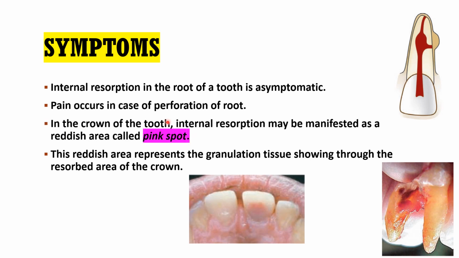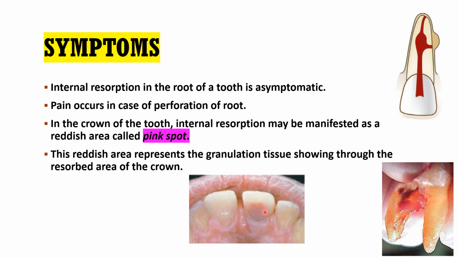Now the next main important thing about internal resorption is the crown of the tooth. It will manifest as a reddish area, that is, a pink spot, and because of this, internal resorption is known as pink tooth of Mummery. Pink tooth is because you see this pinkish discoloration, and Mummery is after the person who named it, James Mummery. So it is known as the pink tooth of Mummery. Again, a very important question in vivas or MCQs.